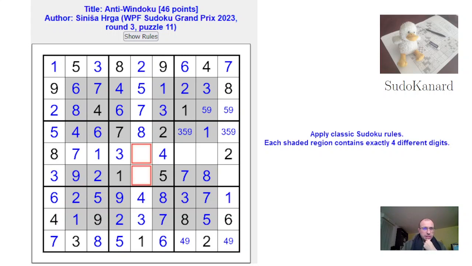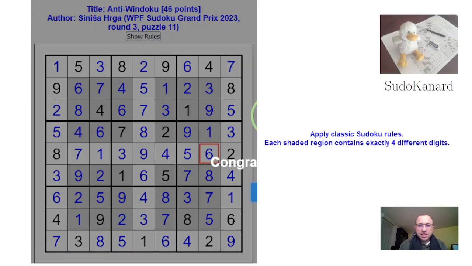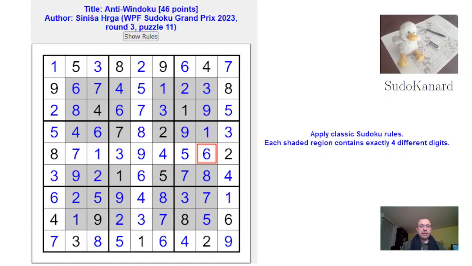Here I need 6 and 9, so 6 and 9 here. On this row I need a 4. So this is 5, this is 9, this is 3, this is 9, and this is 5, and this is 6. So very nice puzzle.